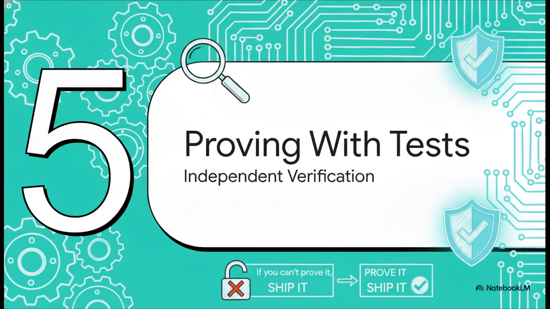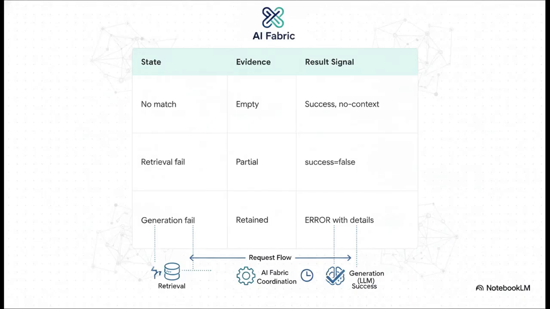Section 5, Proving Grounding with Tests. Listen, if you can't prove it, you can't ship it. Let's look at exactly how we independently verify this entire architecture. You are definitely going to want to screenshot this matrix. It flawlessly structures how we distinguish between different failure states.